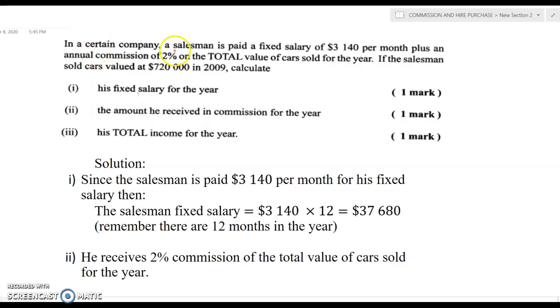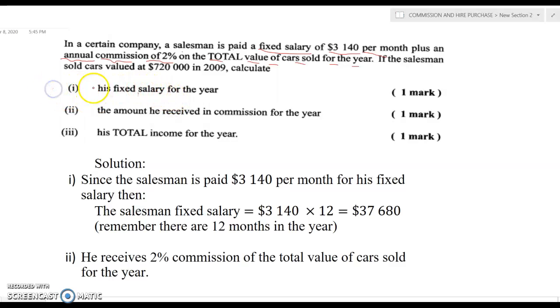In a certain company, a salesperson is paid a fixed salary. His fixed salary is $3,140 per month. So every month, that's the amount he gets, $3,140, plus an annual commission of 2% on the total value of cars sold for the year. If the salesman sold cars valued at $720,000 in 2009, we want to calculate these three parts here, right?